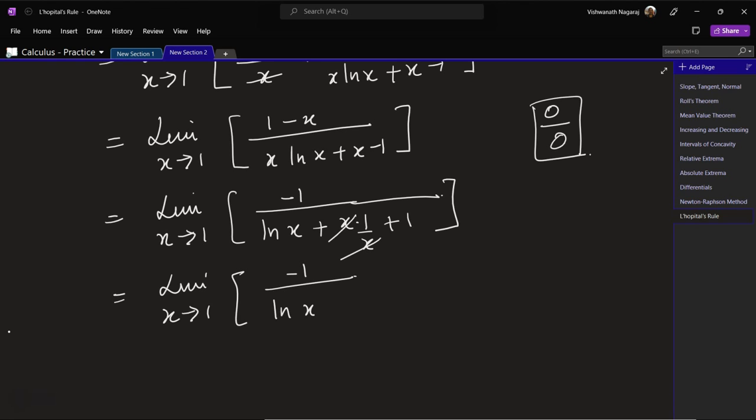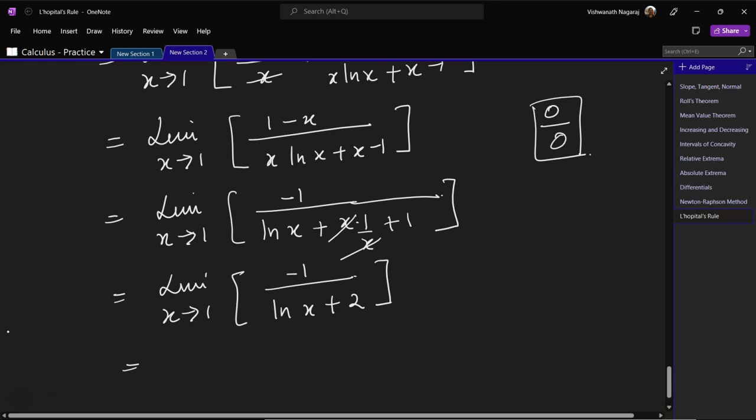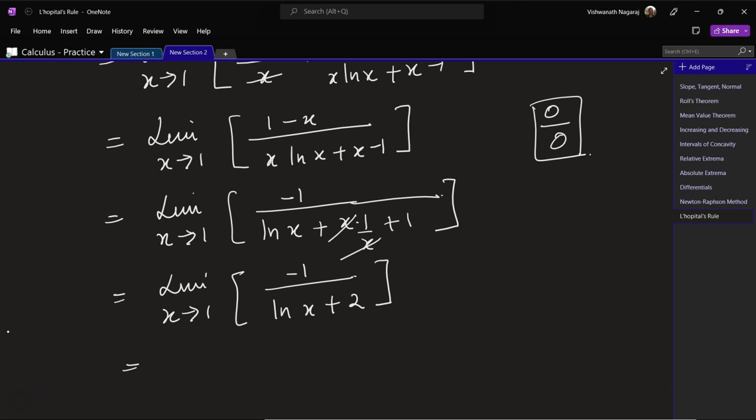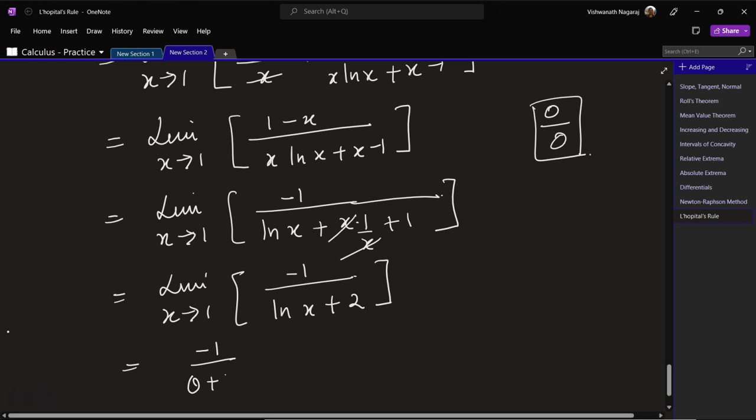We end up with natural log of x plus 2. And now I'm going to take the limit. Let's see what happens. Minus 1 by natural log of 1, which is 0. That's not a problem because we have 2 also. So which means minus 1 by (0 plus 2), which is equal to minus 1 by 2. So this is the limit.